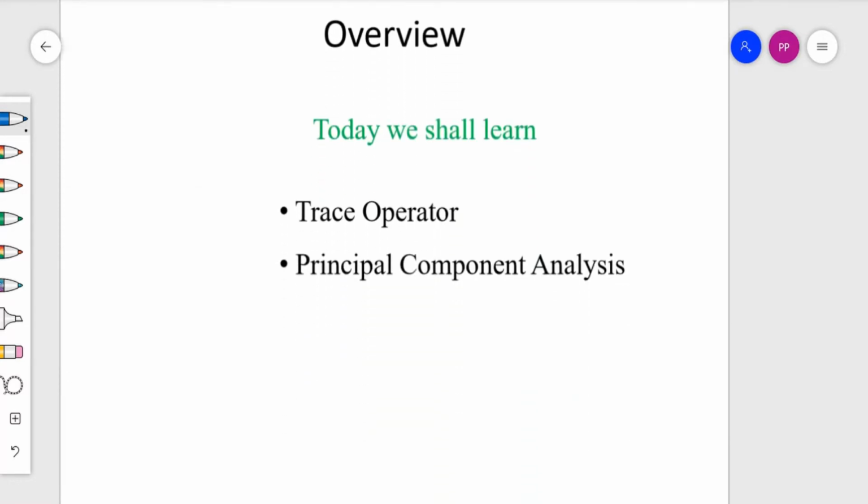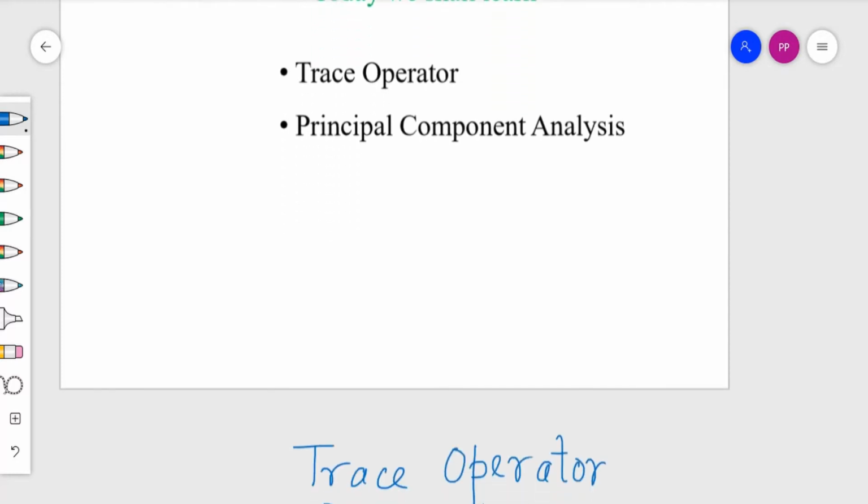So we shall start with the trace operator, because this is important for the application of linear algebra in machine learning. With all this knowledge, today we shall also learn about the basics of principal component analysis, an algorithm developed using linear algebra. So without spending further time, let us learn about the trace operator.